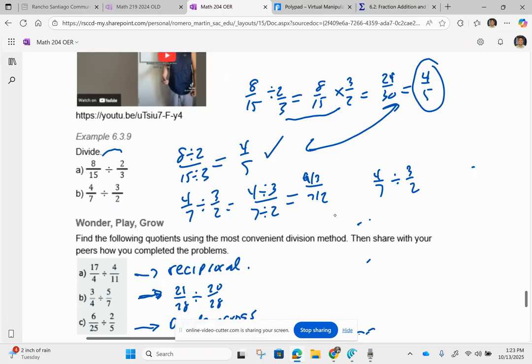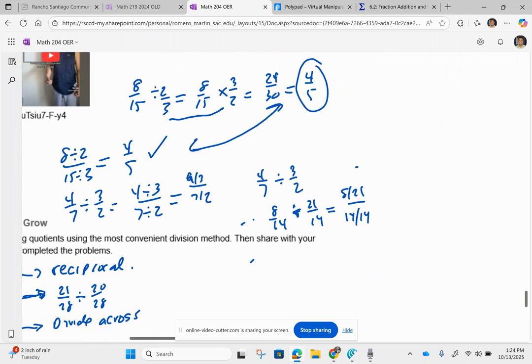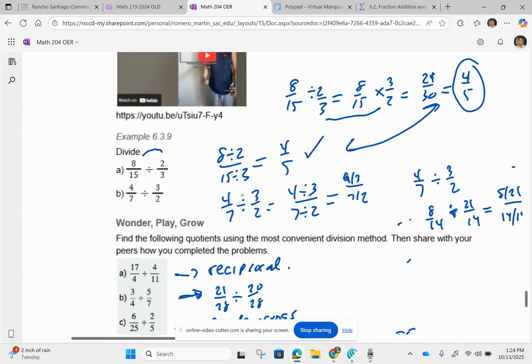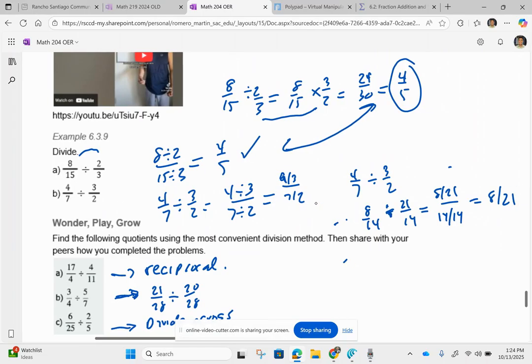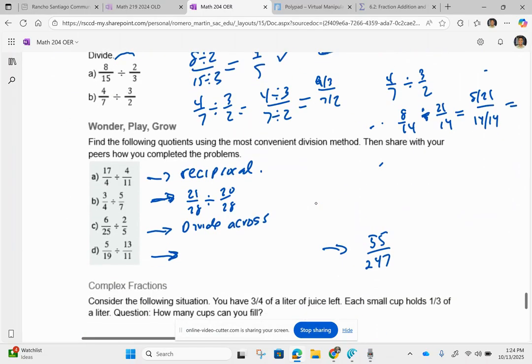I could turn this into 8/14, and I could turn this into 21/14, and then divide across. So I get 8/21 over 14/14. That's 1. So now we have our answer, 8/21. So dividing across could work if we have common factors, or you put it into a common denominator or common multiples in the denominator. So pause and take a look, but dividing across could work.